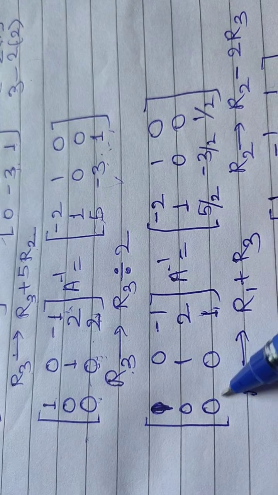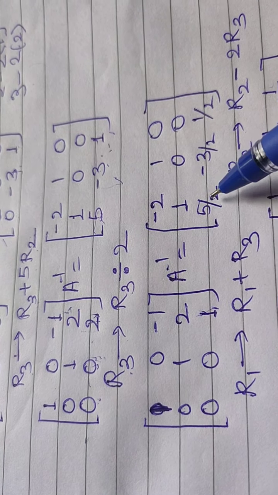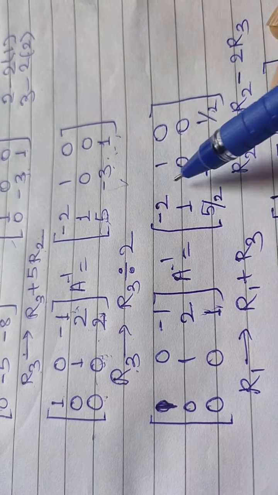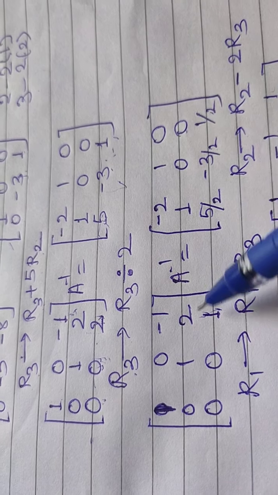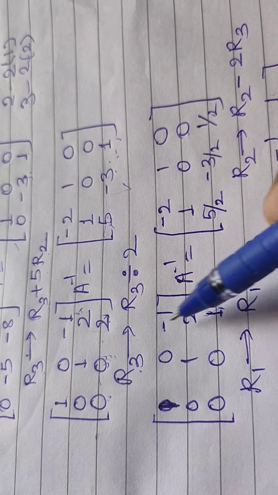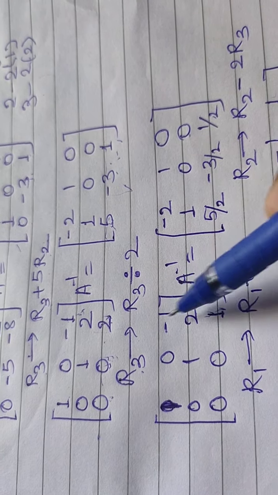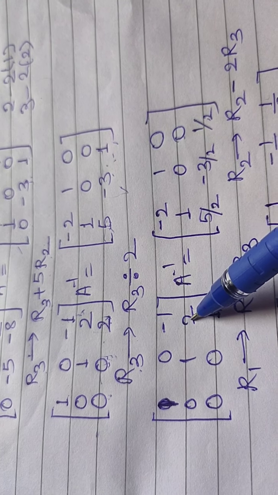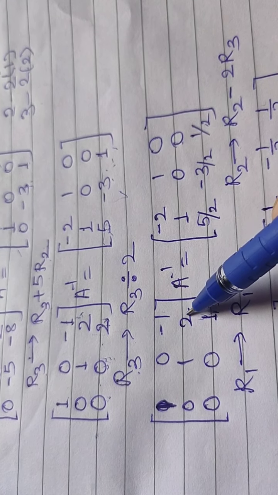Now these are the elements 0 0 1 on the left hand side, and 5 by 2, minus 3 by 2, 1 by 2 on the right hand side. These two rows will remain as they are. Using this one, we need 0 in these two places. So in the third column, we need 0 here and 0 here, instead of minus 1 and 2.